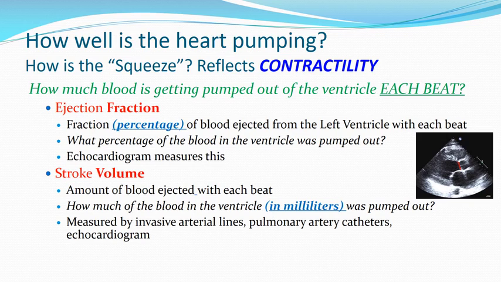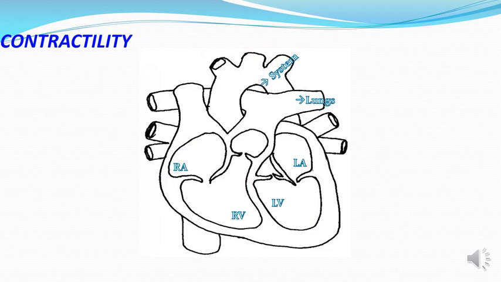We can still use the echocardiogram and look at the heart itself, but we can also use a number of invasive lines such as an intra-arterial line, pulmonary artery catheter, but we'll get into those details later. Now remember, ejection fraction and stroke volume are telling us about the strength of the squeeze in the heart. This is also called contractility, and this is a key concept for you to remember, contractility.